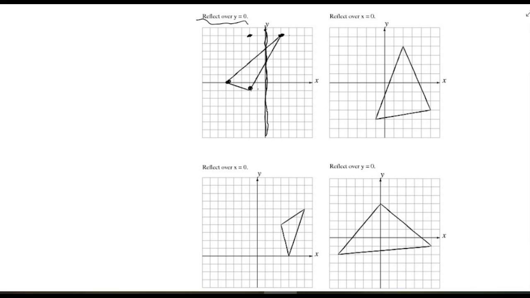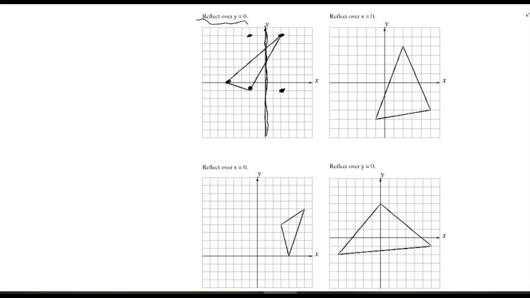This point is 1, 2 spaces from the y-axis, the thing we are reflecting over. So we're going to start at the y-axis and go 2 spaces. 1, 2. Great. Now we have our second point.